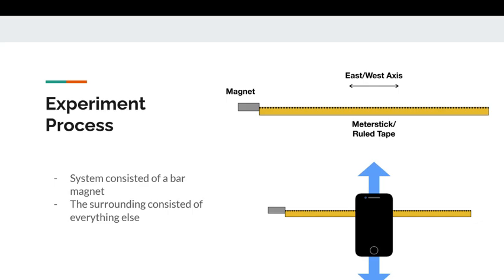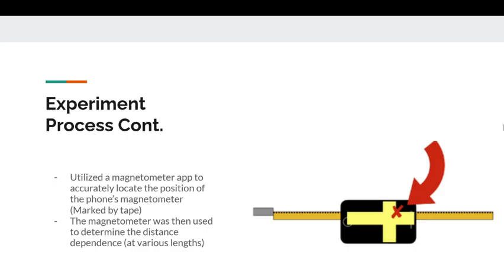In this experiment, our system consisted of a bar magnet shown as the gray box on the left, while the surroundings consisted of everything else, which was the ruler and the phone. For this lab, we utilized a magnetometer app to accurately locate the position of the phone's magnetometer, marked by this yellow tape, and the magnetometer was then used to determine the distance dependence at various different lengths.